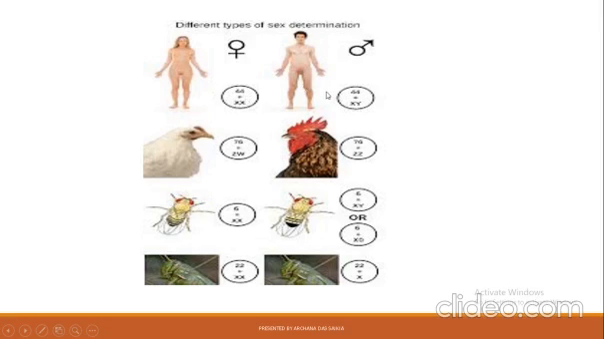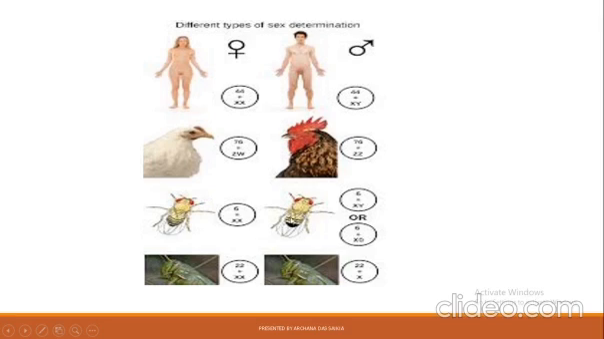Males, as already mentioned, are heterogametes. In birds, like hens or cocks, we see they are made up of 78 chromosomes in total, out of which 76 are autosomes with a pair of sex chromosomes. In hens it is ZW, and in cocks it is ZZ.